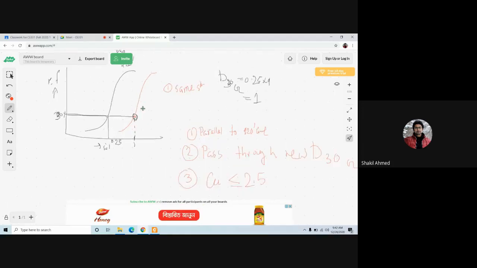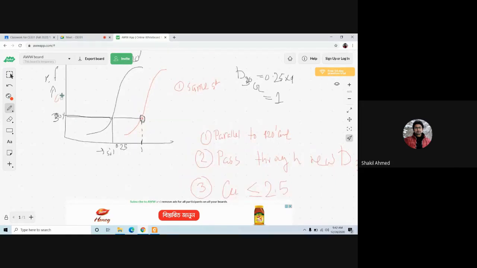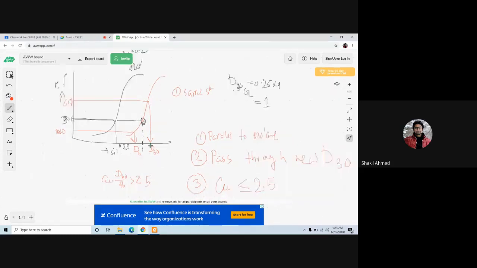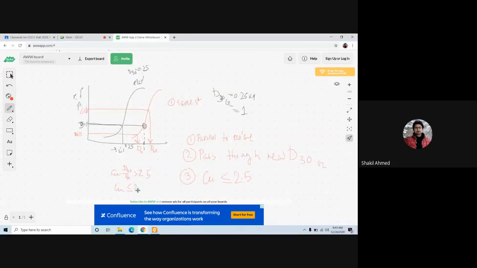So after plotting this, you need to check the D60 and D10 of this particle. This is D60 and D10. And you calculate D60 by D10, which is actually the uniformity coefficient. And if you see that this is greater than 2.5, then you need to plot it again with a different shape, so that as long as your CU is less than or equal to 2.5. When you meet this criteria, then you can take this graph as the correct graph. Is it clear? Yes, sir.